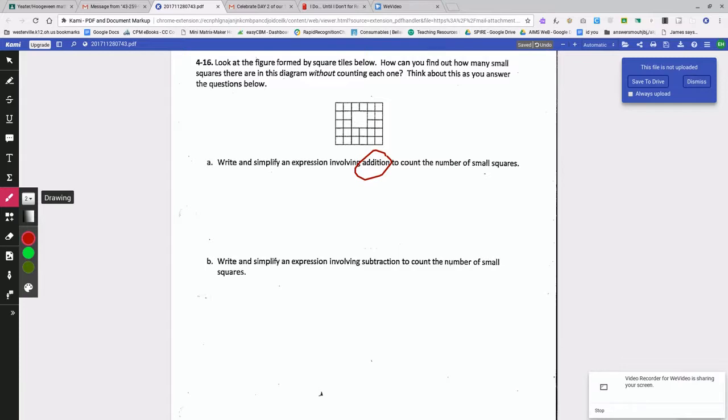And then the second part there is just simplifying an expression involving subtraction to count. So again, how can we put these squares together to add up to the answer here, which is 26? And then how can we use some type of subtraction to get to the answer of 26 squares, which are represented in that picture above?